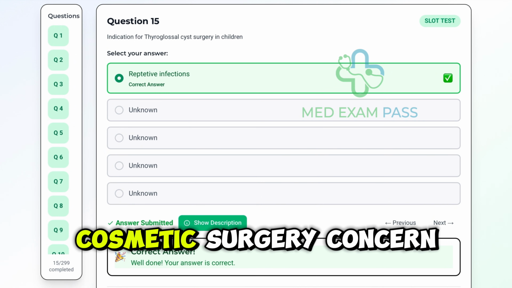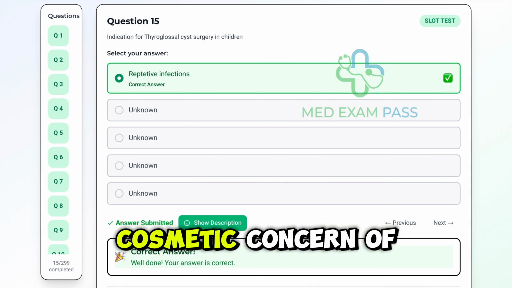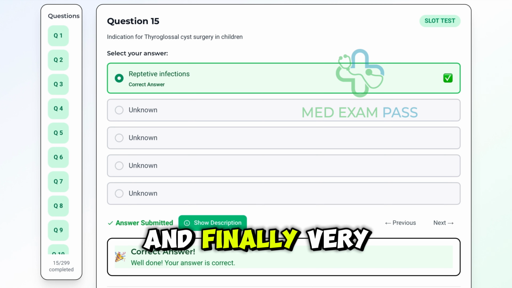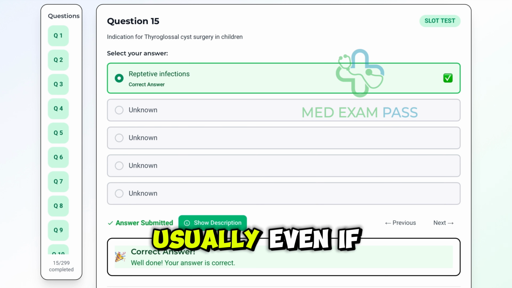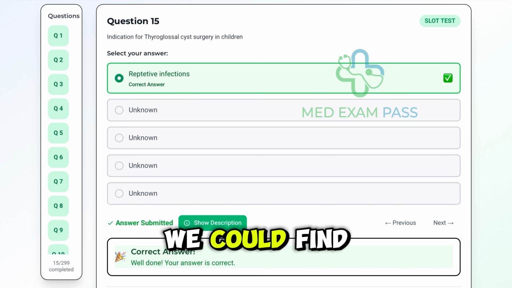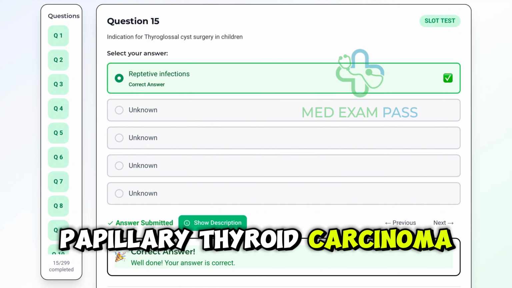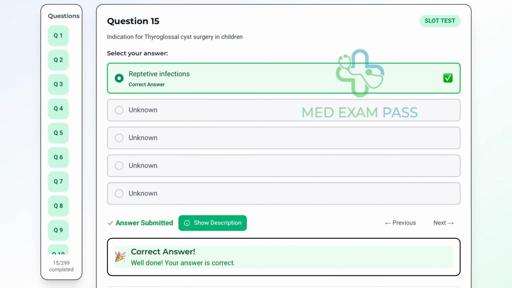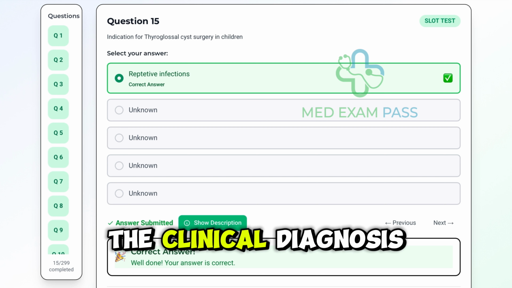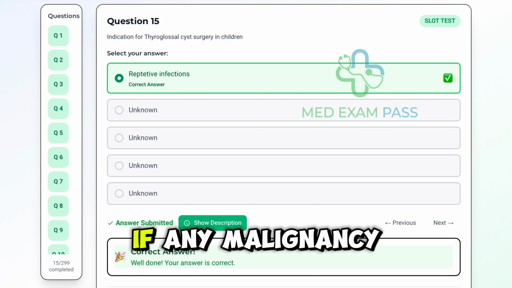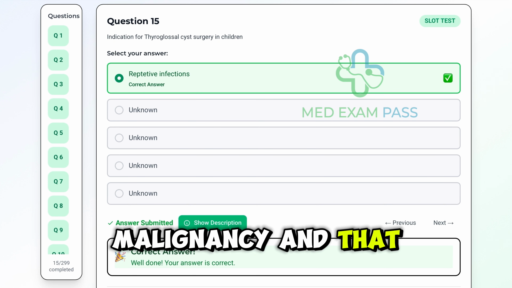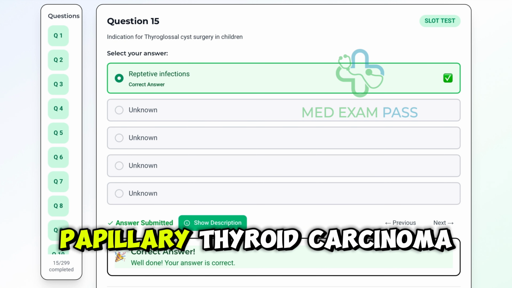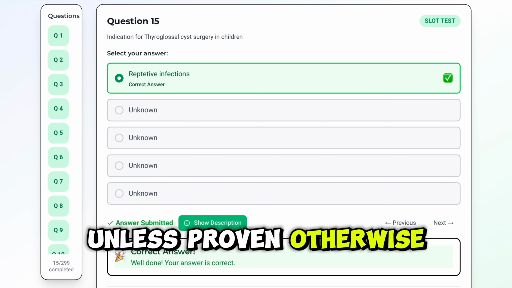The third is cosmetic concern. There is no medical problem, but the patient has a cosmetic concern. And finally, very important, suspicion of malignancy, though very rare, in less than 1% of cases. Even if malignancy is found, it is usually papillary thyroid carcinoma. After biopsy, if any malignancy is found, it is supposed to be papillary thyroid carcinoma unless proven otherwise. Keep that in mind.